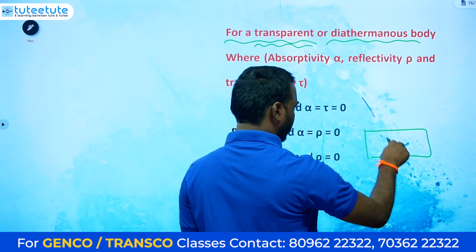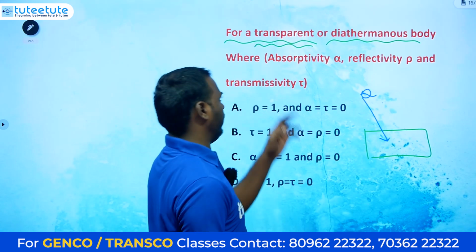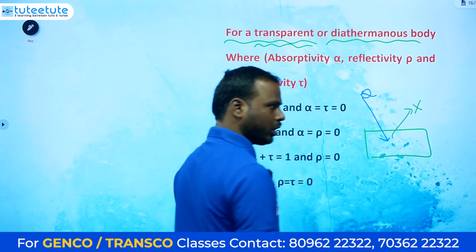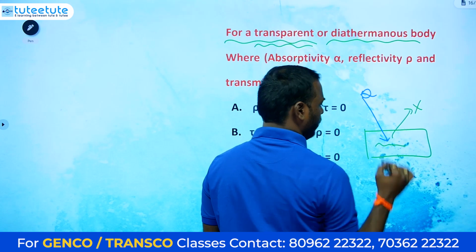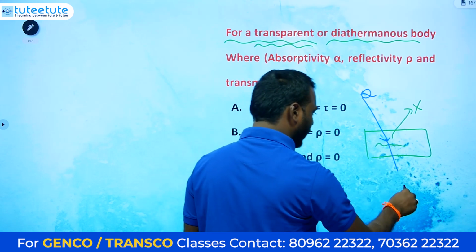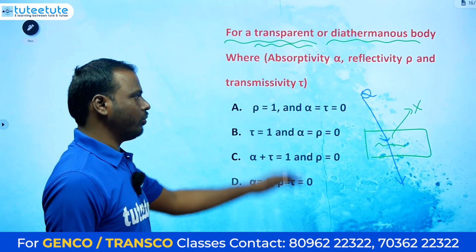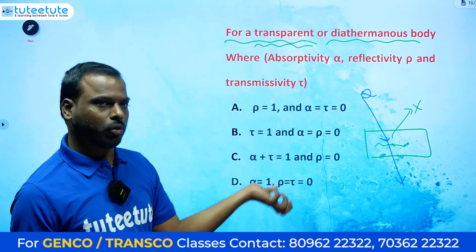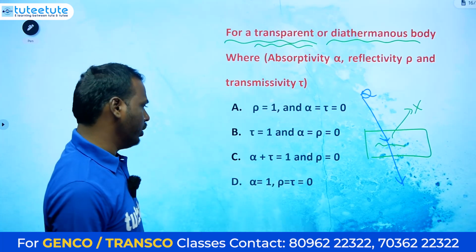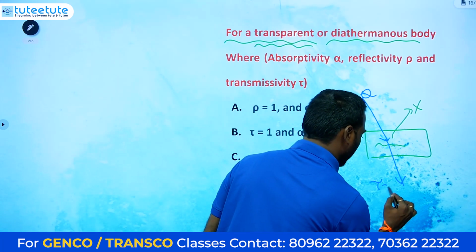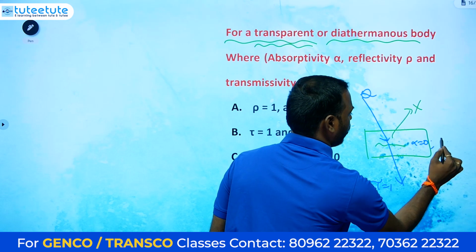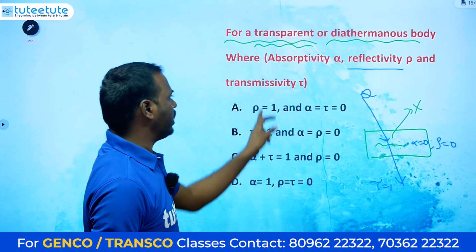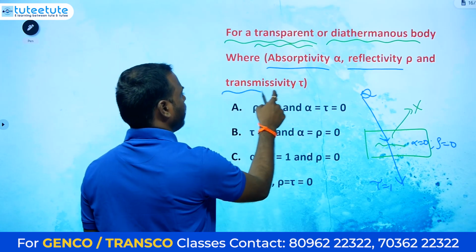So whenever the incident Q falls on a transparent body, what happens? It cannot be reflected. Remember, it cannot be reflected. It cannot be absorbed. Then the total incident rays will be transmitted through the transparent body. So tau is equal to 1, alpha is equal to 0, rho is equal to 0, where rho is reflectivity, alpha is absorptivity and tau is transmissibility.